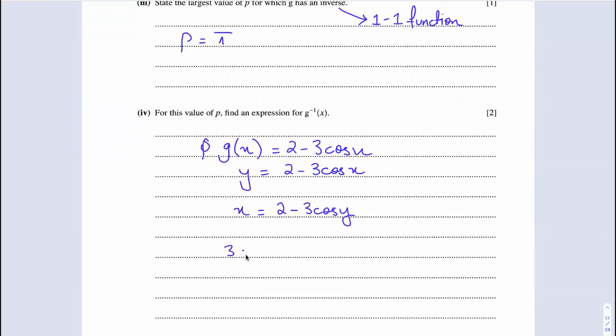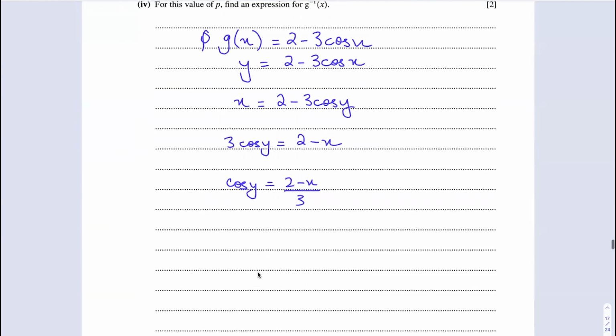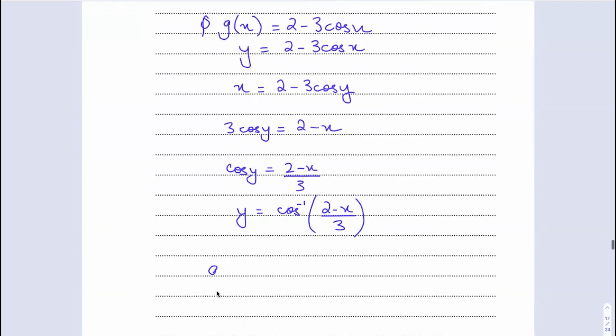So 3 cos y is equal to 2 minus x. Cos y is equal to (2 minus x) upon 3. So y is equal to cos inverse of (2 minus x) upon 3. So the inverse function g inverse of x is cos inverse of (2 minus x) upon 3.